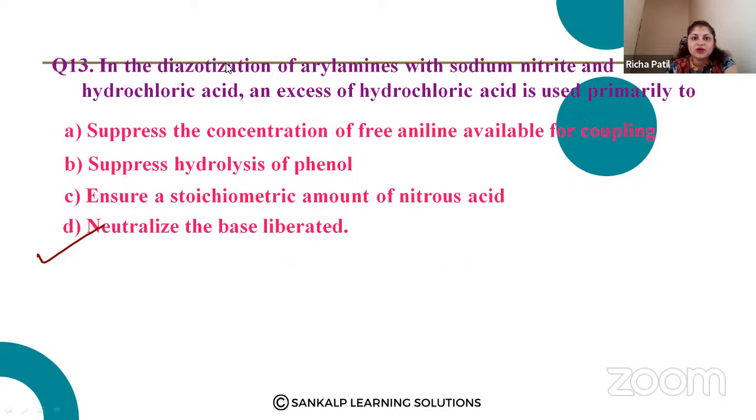In the diazotization of aryl amines with sodium nitrite and hydrochloric acid, an excess of hydrochloric acid is used primarily to do what? Read out the options. It is used to suppress the concentration of free aniline available for coupling. During diazotization of aryl amines, approximately 3 moles of acid per mole of amine are used. So the answer is to suppress the concentration of free amine available for coupling.